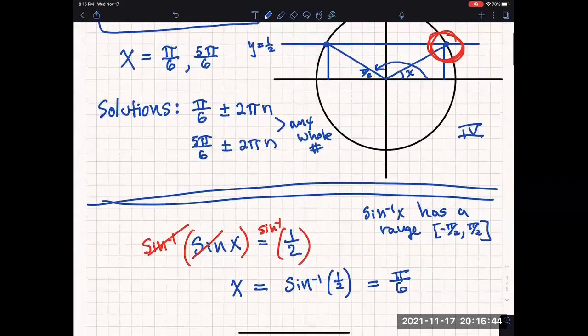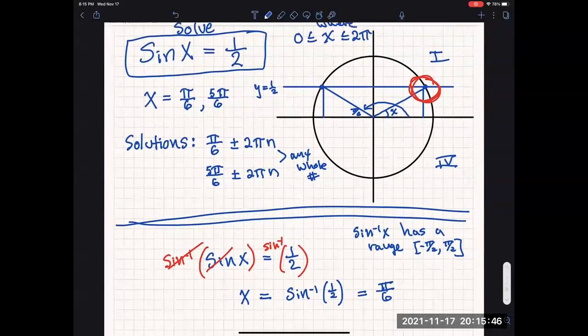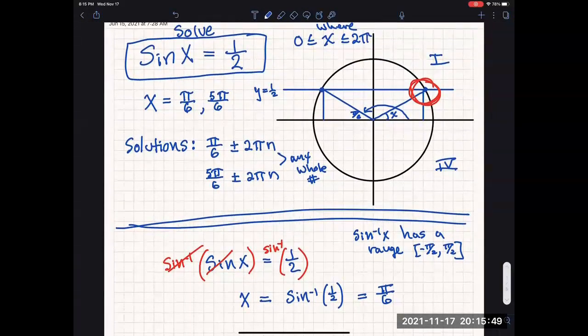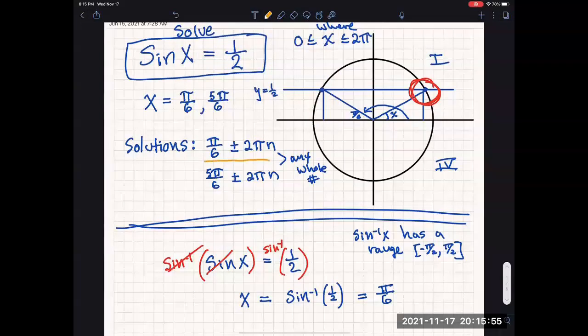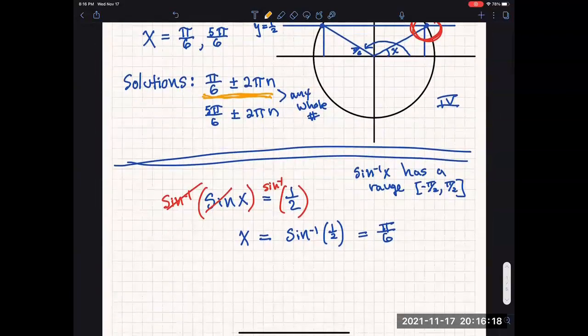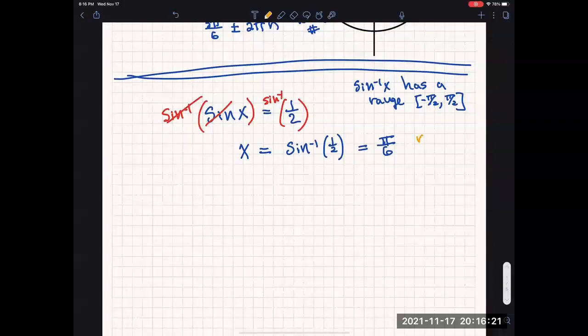But what we can see from our previous discussion is that we've missed a whole bunch of solutions here. Not only could we get other solutions by adding any multiple of 2 pi to the pi over 6 solution that inverse sine gave us, but we also missed the other solution that occurred in the first lap around the circle, 5 pi over 6. We missed that one completely. And then, of course, all multiples of 2 pi of that solution. So when you use the inverse trig function like inverse sine, you get what we call a root solution.